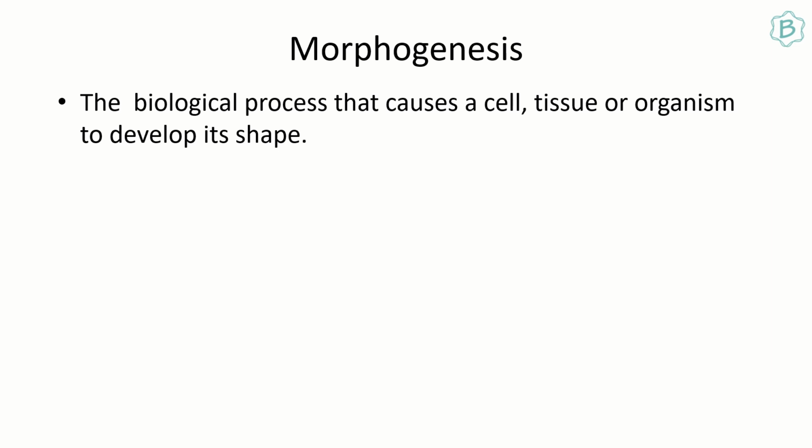So the first term is morphogenesis. Morphogenesis is a biological process that causes a cell, a tissue or an organism to develop its shape. For example, after fertilization, a sperm fertilizes the oocyte. Now the whole cascade of events that causes it to form an embryo and develop its shape, where the last form is the embryo, whatever the cascade of events or biological processes that lets it develop its final shape is morphogenesis.